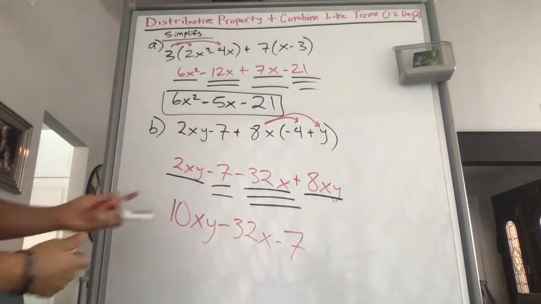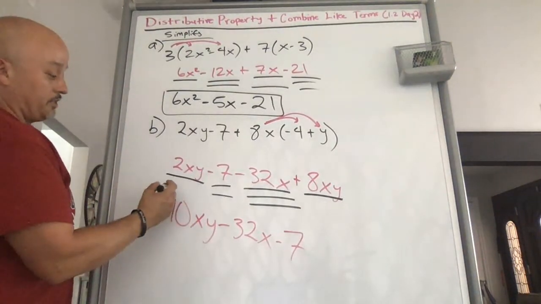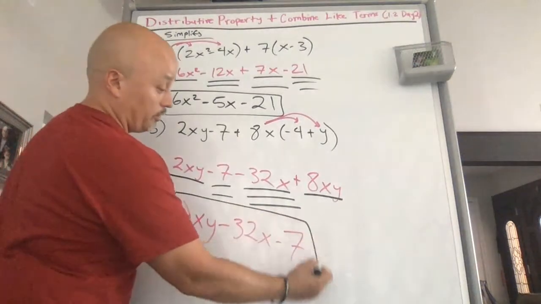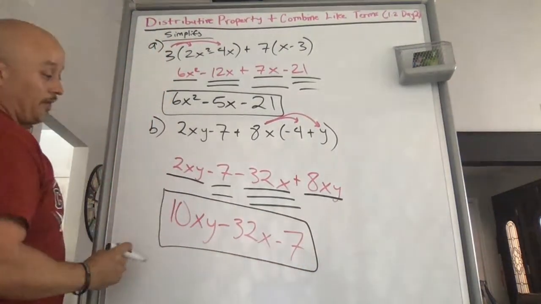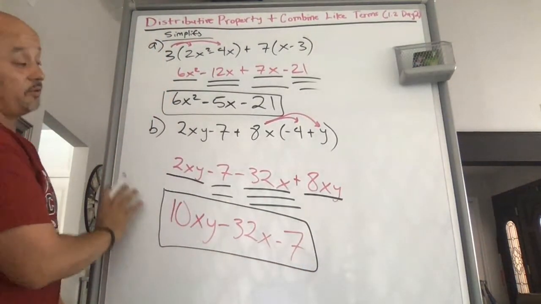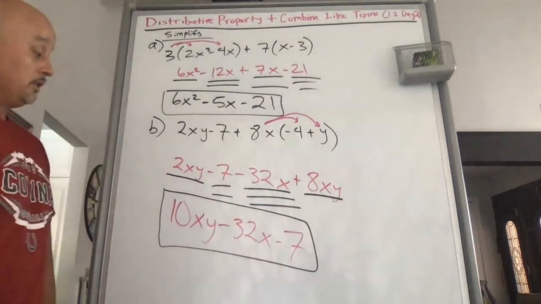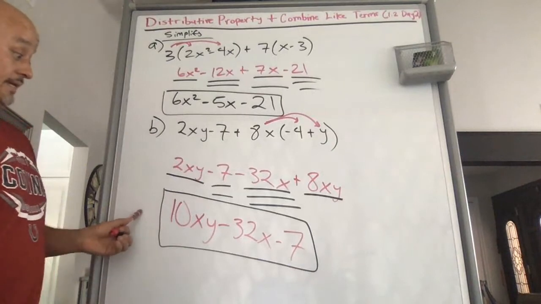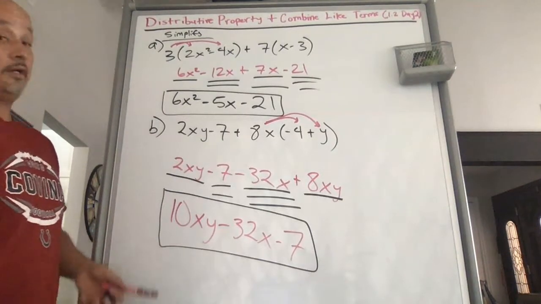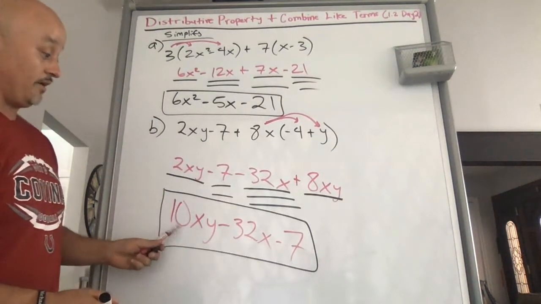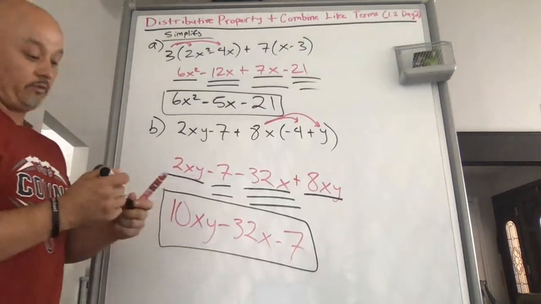Would it really matter what order you put them in? No, I just am used to putting them in order with variables first, and the highest exponents. If there were exponents, I would put the highest exponents first, and they'd get lower from there. So would it matter if you put minus 7 and minus 32x up front? Nope. As long as you have the same values with the same signs, it would be correct.